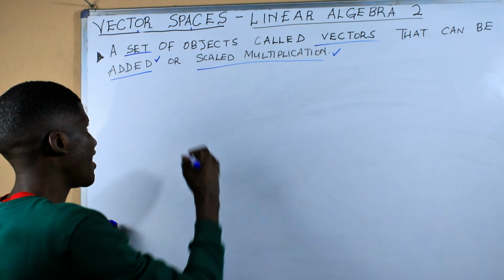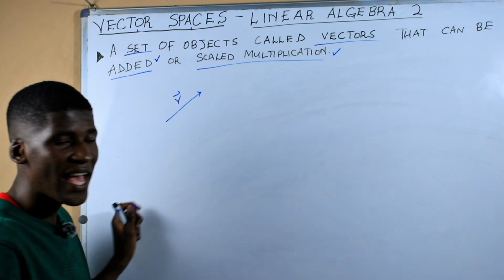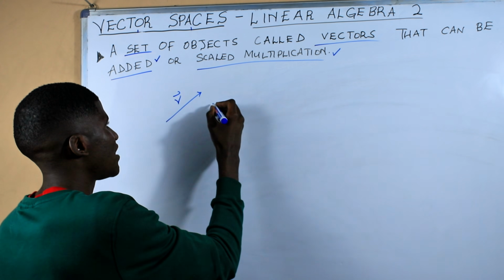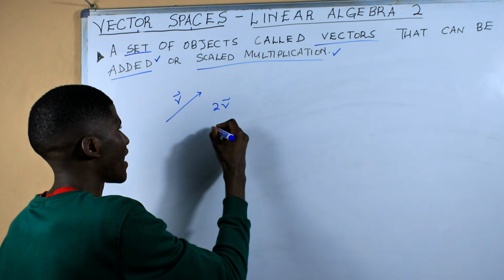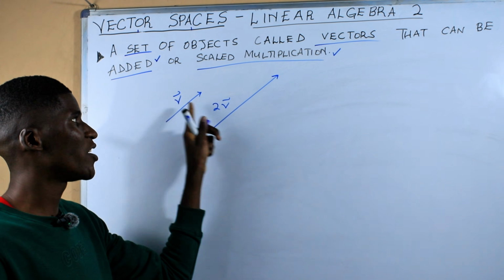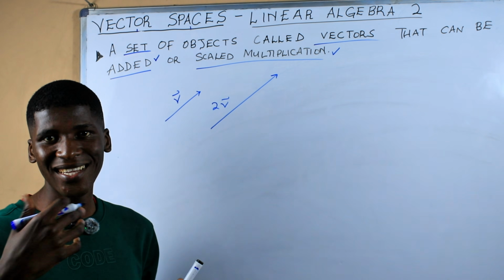For example, if I tell you that this is a vector v in vector calculus, if this is vector v and then I say give me vector 2v, so vector 2v is going to be something like this. So it simply means that now my vector is going to be 2 times this one. That means I'm scaling it, I'm multiplying it by a scalar.